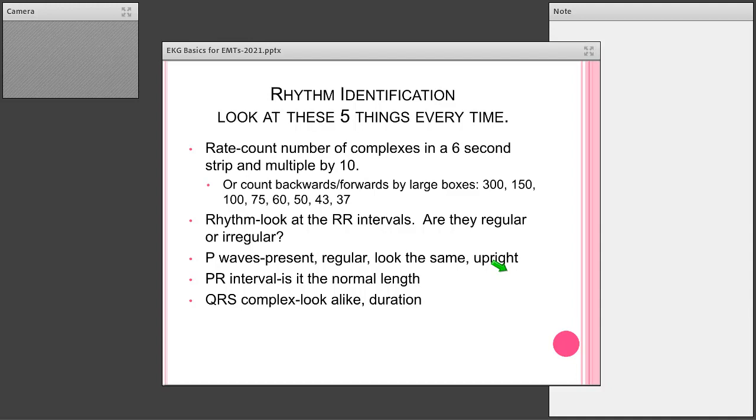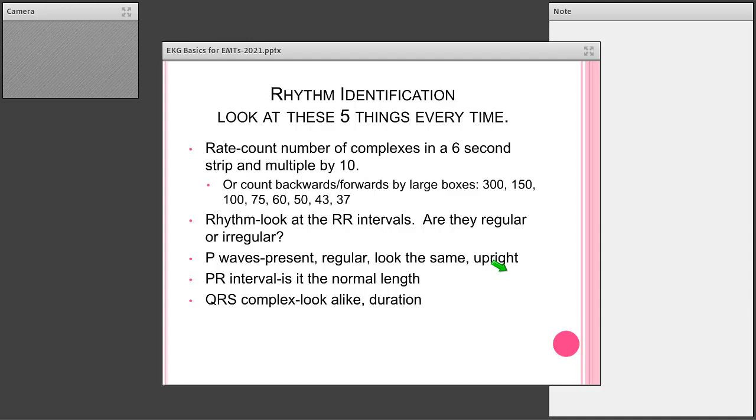Or you can count either forwards or backwards when a QRS complex falls on one of the big box lines or a heavier line. Then you count back big boxes, 300, 150, 100, until you get to the next QRS complex, and that would be the heart rate. Obviously, it's not 100% accurate, but it gives you a pretty good idea of the patient's heart rate. So that's the first thing we look at, besides the general impression.